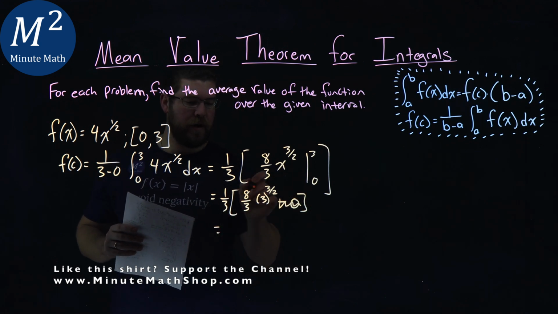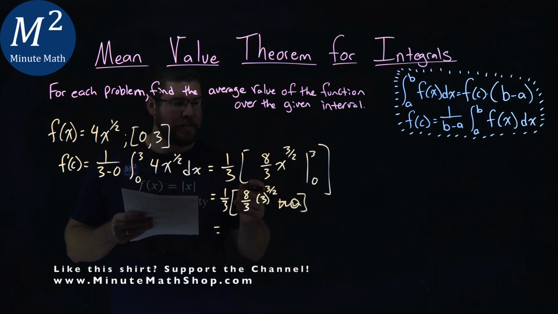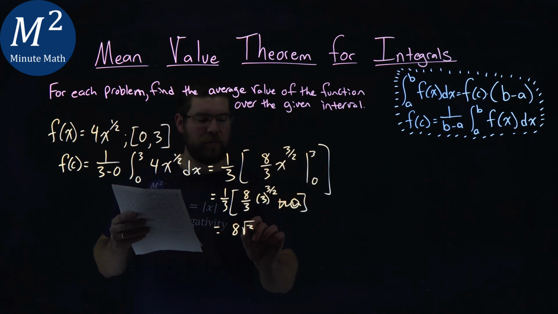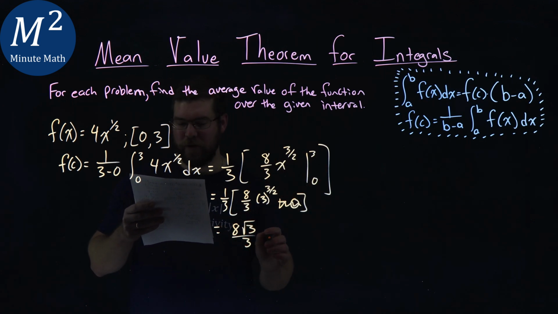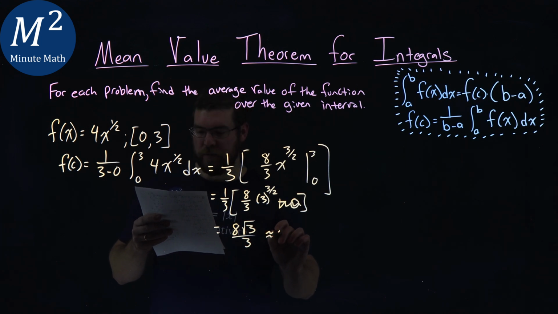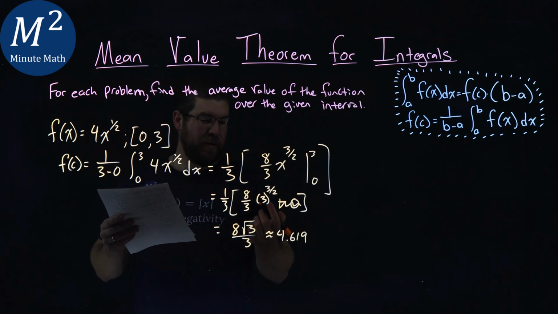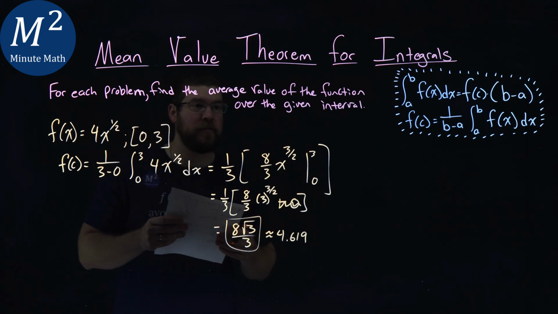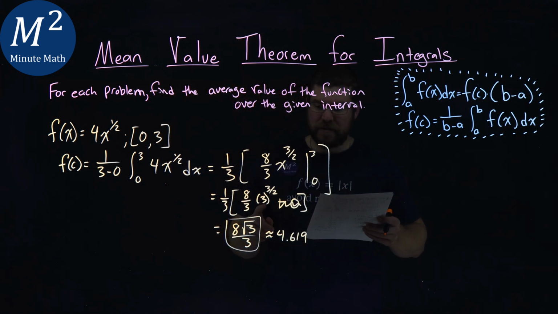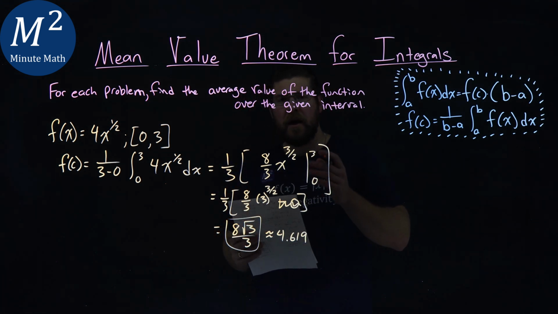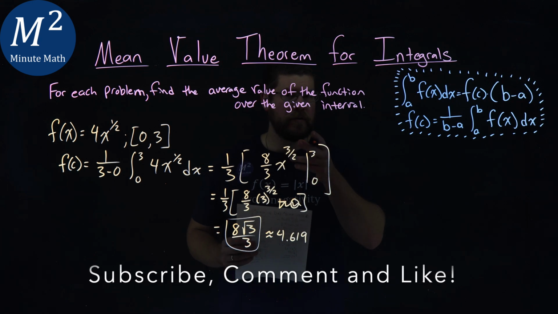Cross that off here, and multiply that by 1/3, and this actually simplifies to be, when it's all said and done, 8 square root 3 over 3, and hopefully you know how to do that. That's approximately 4.619. And so there we have it. We have our answer, our average value over the given interval, which is 8 times the square root of 3 over 3.